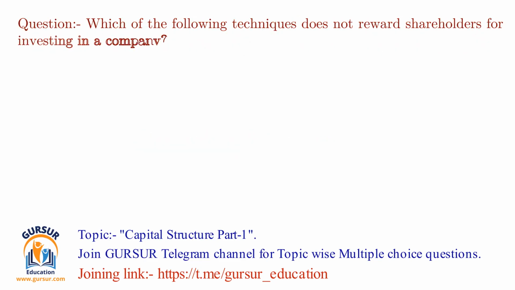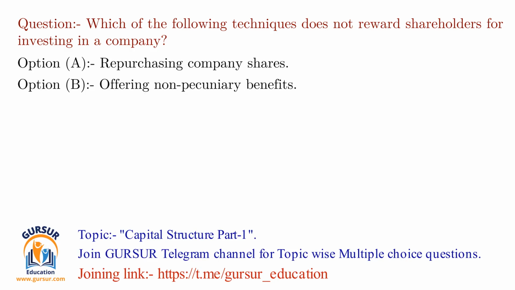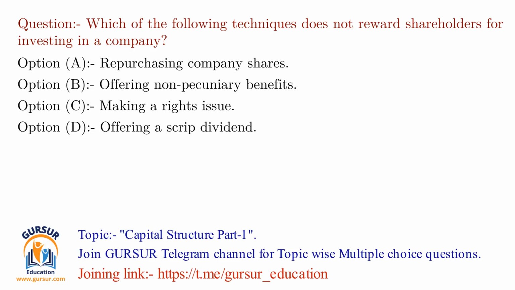The question number 7 is: Which of the following techniques does not reward shareholders for investing in a company? Option A is repurchasing company shares. Option B is offering non-pecuniary benefits. Option C is making a rights issue. And option D is offering a scrip dividend. And your time starts now.